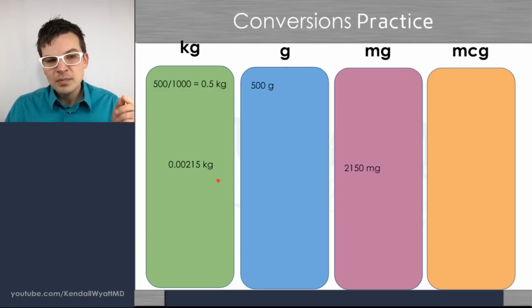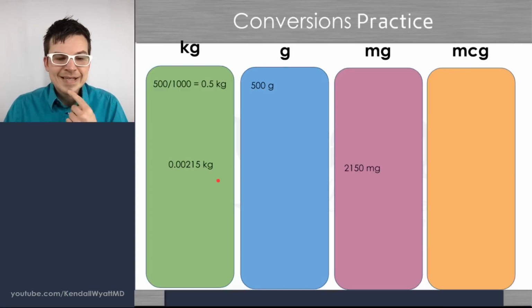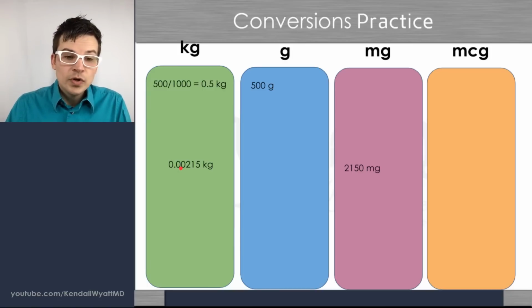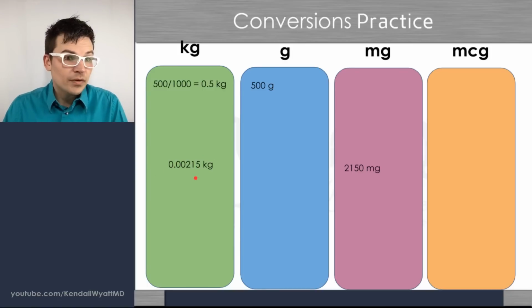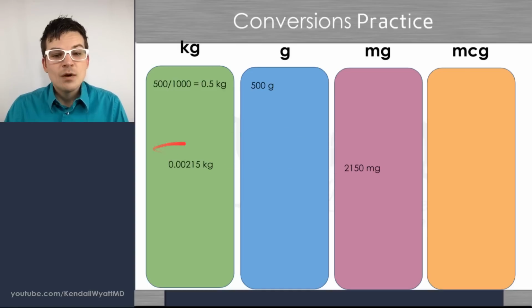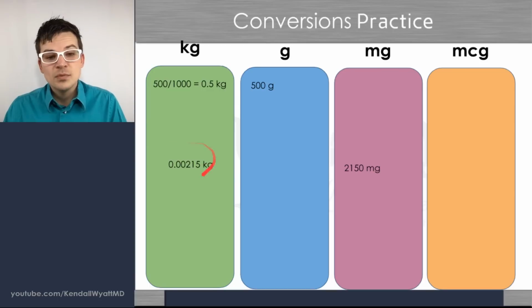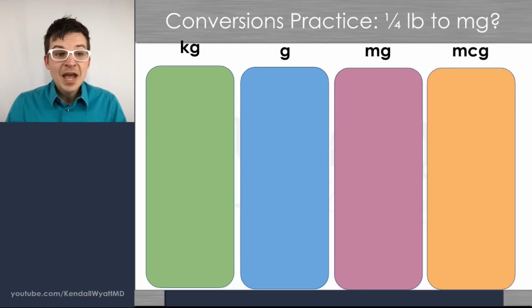And this is where those people who move the zero across 6 spaces could make themselves maybe go a little faster. But it gets more confusing. I recommend doing the math. 2,150 divided by 1,000 divided by 1,000 again to get 0.00215 kilograms. So let's go on to more conversions. Now, like I said, they're going to get a little bit tougher.